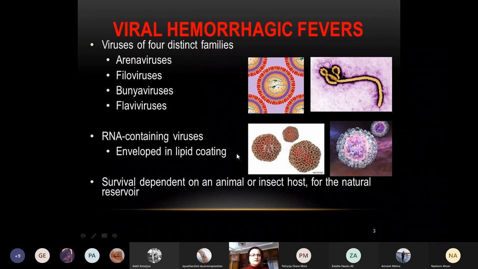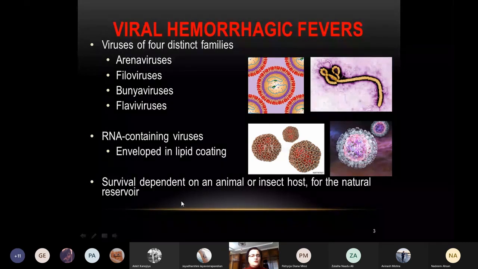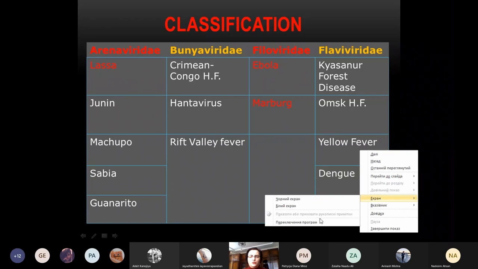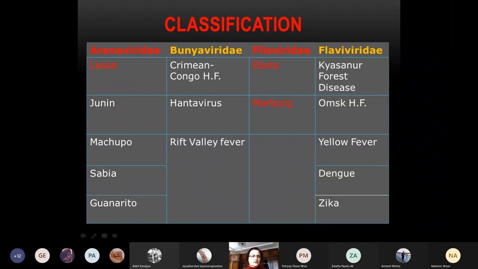Viral hemorrhagic fever viruses are members of 4 distinct families: arenaviruses, filoviruses, bunyaviruses, and flaviviruses. They are all RNA viruses that are enveloped in a lipid coating. The survival of these viruses is dependent on their natural reservoir, which in most cases is an animal or insect host. The Arenaviridae family, you see, contains the following viruses: Junin, Machupo, Sabia, Guanarito, and Lassa. Lassa belongs to especially dangerous infections. I hope you remember from the practical classes.